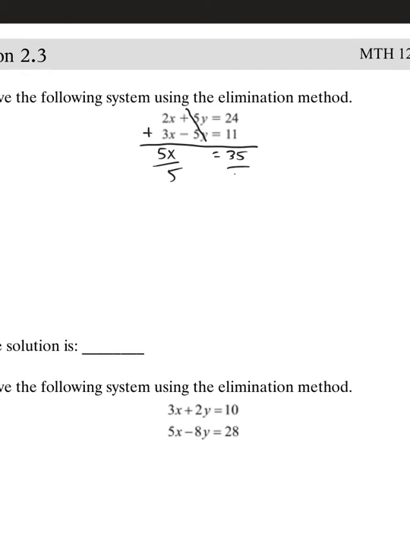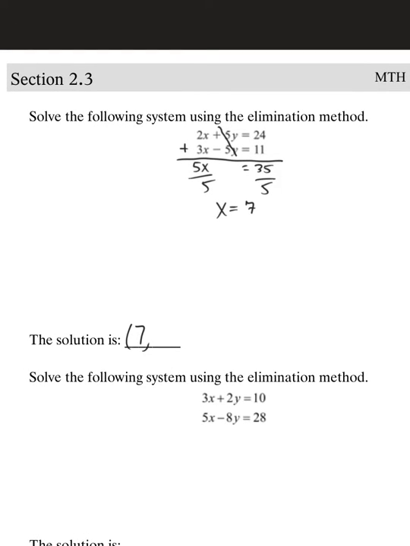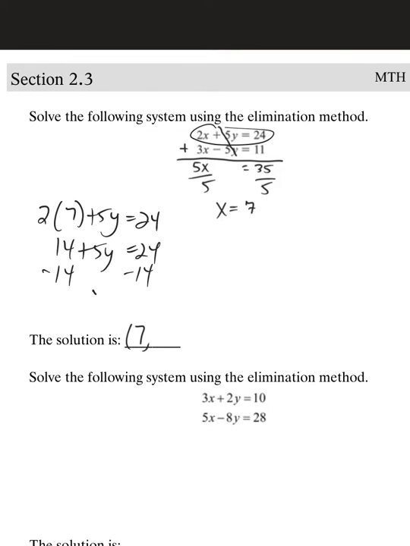If I divide both sides by 5, I have an x value of 7. I can't just give the x value, which is 7. I need to plug 7 in for x in one of the original equations and find my y. So if I use the first one, 2 times 7 plus 5y equals 24. That's 14 plus 5y equals 24. Subtract 14 from both sides. 5y equals 10. Divide both sides by 5. y is going to be equal to 2. Pretty cool.